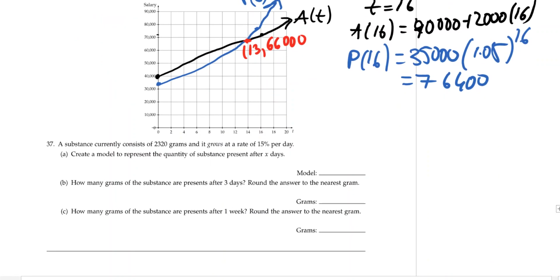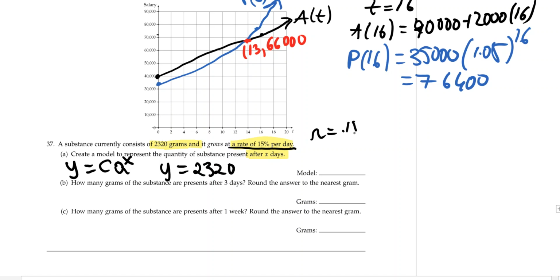A substance currently consists of 2320 grams and it grows at a rate of 15% per day. So create a model that represents the substance after X days. So the model is going to be y equals C times A to the X, right? So let's plug in. What is C? C is 2320, the initial amount, and then it grows at 15%, so the rate is 0.15. What would be the factor? It would be 1 plus 0.15, which is 1.15. So times 1.15 to the X. So this is what goes in here.